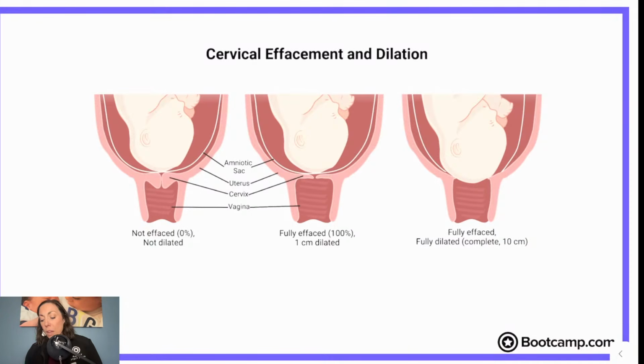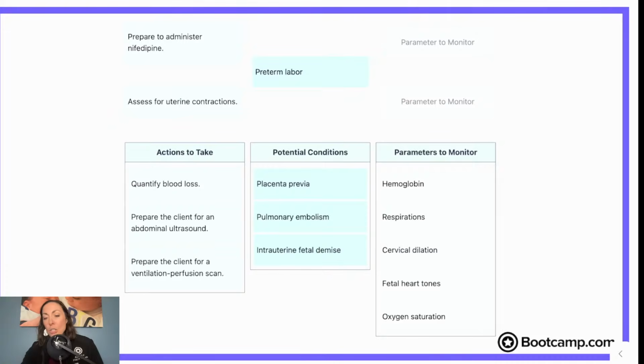So we definitely want to monitor this, right? Because we need to see if this client is progressing in labor or if we've slowed or stopped it. So as she's progressing in labor, she's going to get further dilated to that 10 centimeters. So I definitely think that we will be monitoring our cervical dilation here, right? We want to see, is she progressing in labor or did we stop it?